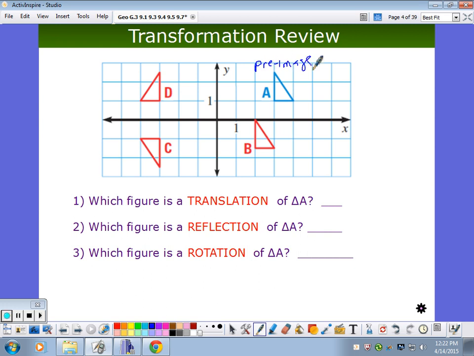Which one of these is a translation of triangle A? Translation. If you know it, raise your hand. That's the only people who know this. Translation, which is a slide. That's which one? B. Right? It's the same orientation. It looks the same, it's just a slide. So that one is B. Okay, raise your hand if you know what's a reflection, a mirror image of this thing.